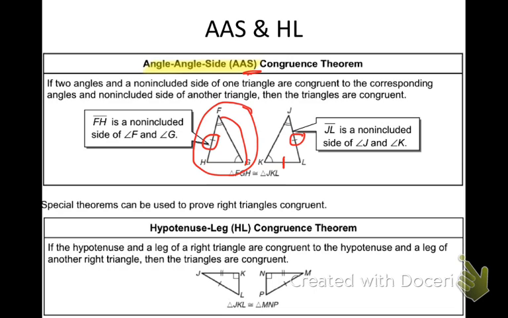And then last one, talk about hypotenuse leg. This is a special one. Hypotenuse leg only works if I have a right triangle. So if I have a right triangle, this is the only time you could ever do this one and technically get a congruency statement. Why? Why does that work?